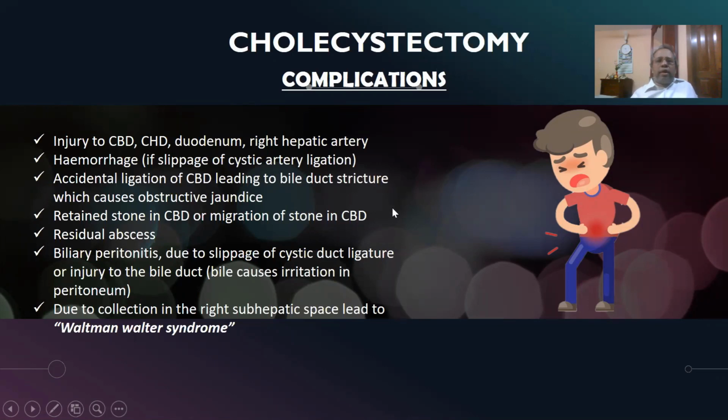And you do the surgery, so there is some residual collection inside the abdominal cavity. It becomes infected. It presents as a residual abscess.